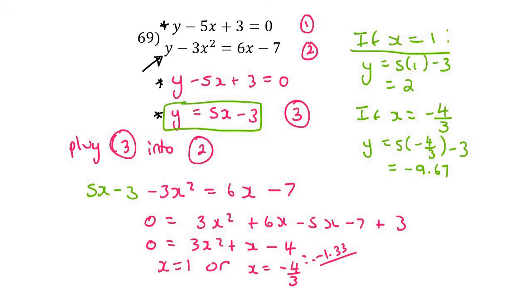Okay, so there we're done. So our final answers are the following. When x is 1, then y was 2. Or when x was, now we can use the decimal, minus 1.33, then y was negative 9.67.